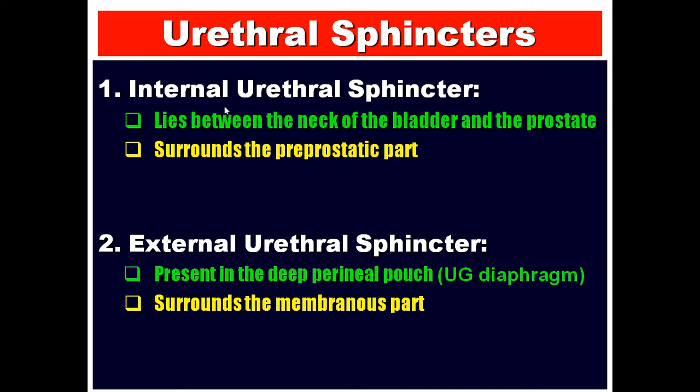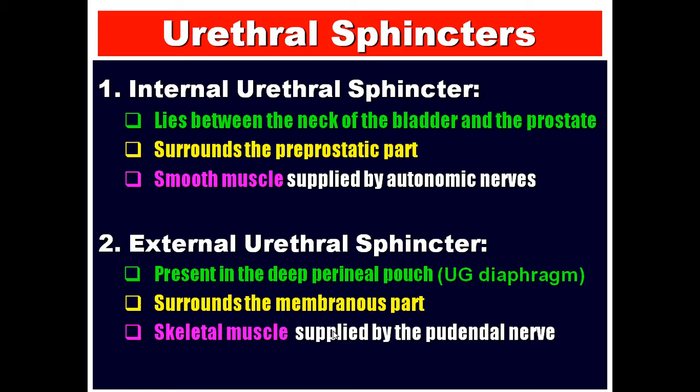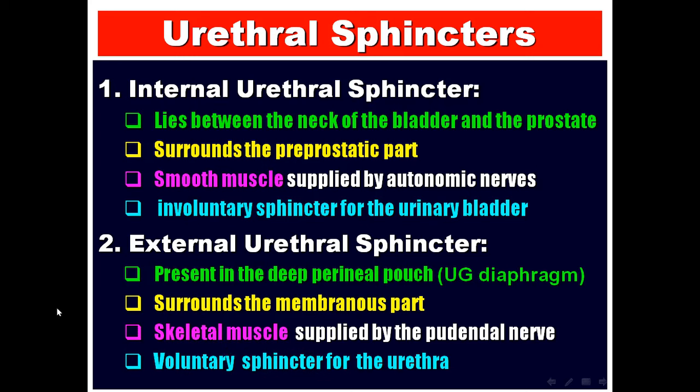The internal urethral sphincter is formed of smooth muscles, so it is supplied by autonomic nerves. The external urethral sphincter is formed by skeletal muscle fibers, so it is supplied by a somatic nerve, which is the pudendal nerve. What is the function of each one? The internal urethral sphincter is an involuntary sphincter for the urinary bladder, actually for the bladder neck. The external urethral sphincter is a voluntary sphincter for the urethra.